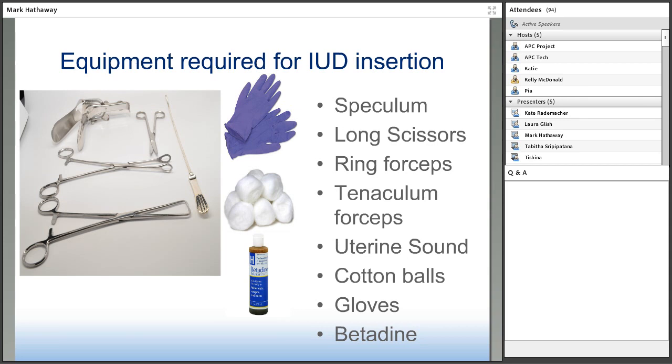Here's a quick picture of the instruments or the equipment needed. The speculum, which is a fancy name for a tool used to look at the cervix. That's the top part of that picture. Then there are long scissors used to cut the strings of the IUD after insertion.